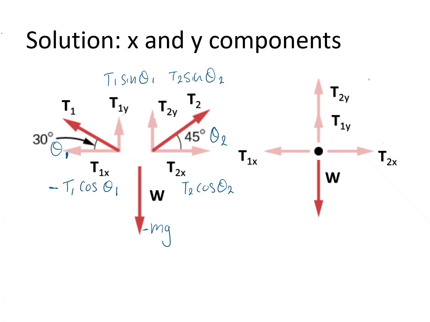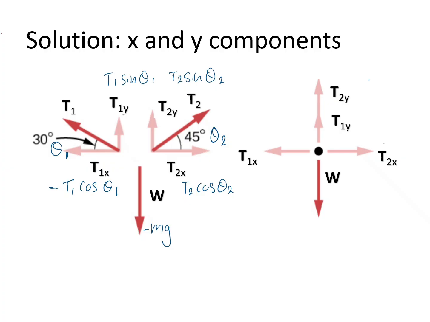For T2, the angle theta 2 is also measured from the horizontal. The horizontal component points to the right, so it is positive: T2x equals positive T2 cosine theta 2. The vertical component points upward, so it is also positive. So T2y equals positive T2 sine theta 2. The weight does not need to be split into components because it already points entirely in the vertical direction. So the weight has no x component and its y component is negative mg.